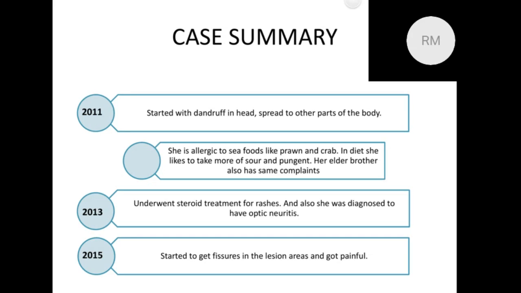So you can see how dietary factors are actually responsible for the creation of a skin disease. She doesn't have a very healthy diet. She developed some rashes in the body and she was diagnosed to have optic neuritis, and she underwent some steroid treatment. And then in about 3 to 4 years after taking allopathic treatment for her skin problems, she developed lesions and the areas got painful.